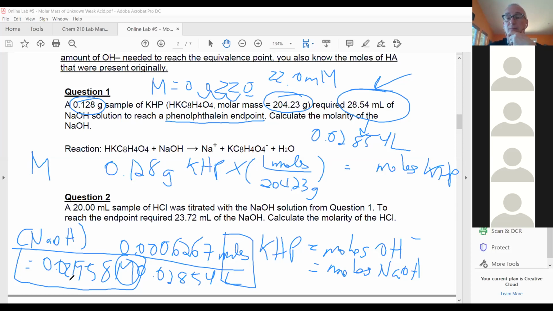The final answer is 0.021958. This is the final answer. No, the final answer is 0.0220 molar, because we need 3 significant digits. The smallest number of significant digits in all of these calculations is the mass, and there's only 3 significant digits, 0.128. So 1, 2, 8 are 3 significant digits.